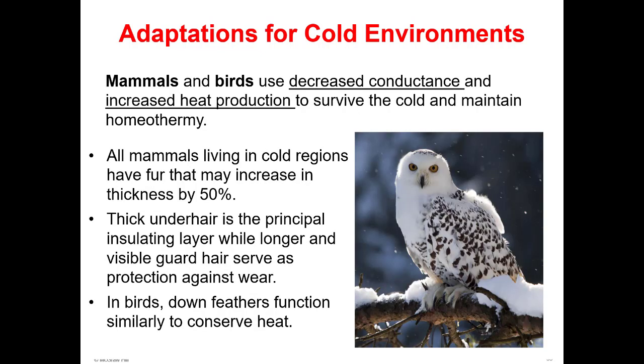Adaptations for cold environments. Mammals and birds use decreased conductance and increased heat production to survive the cold and maintain homeothermy. They possess thick fur and an undercoat which insulates, and long guard hairs that keep the elements off their skin. All birds have down feathers that function to conserve heat. On cold mornings, you may see birds sitting on a branch with their feathers all puffed out. They're creating a warm airspace between their skin and the thermal down feathers, which are not used for flight.